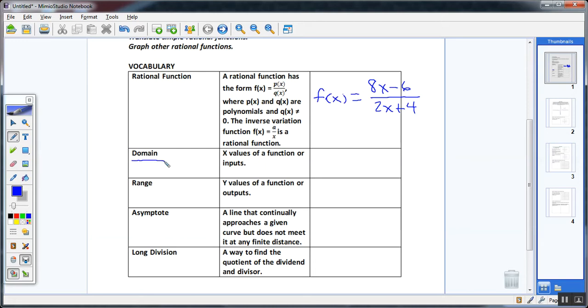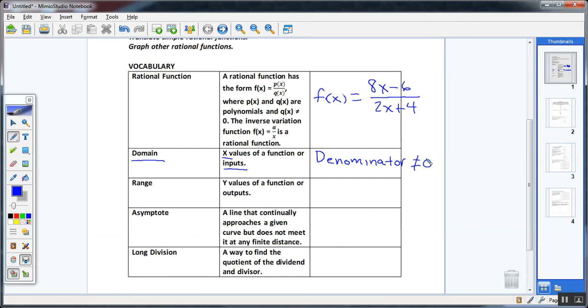Domain, don't forget, domain is the x values or the inputs, okay? Is there anything I can't put in there? What we're going to start finding out with domain, kids, is this. The domain for a lot of these is going to be all reals, but I want to make a reminder about domain. We got to find x so that the denominator can't equal zero.